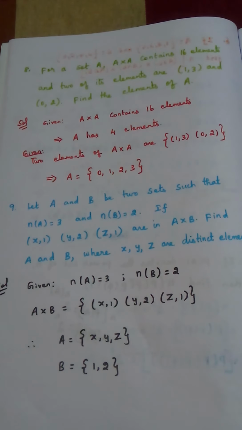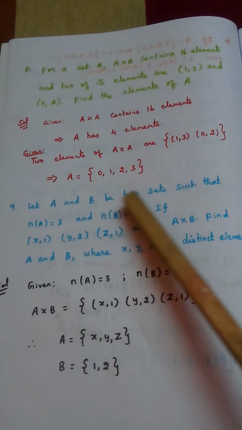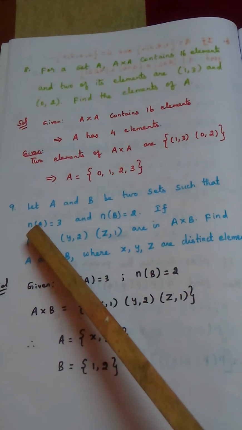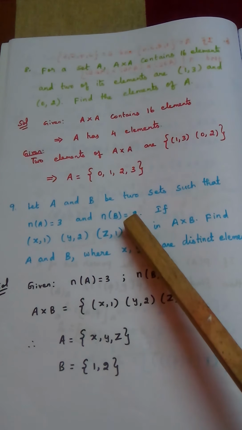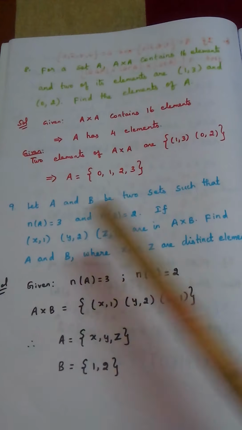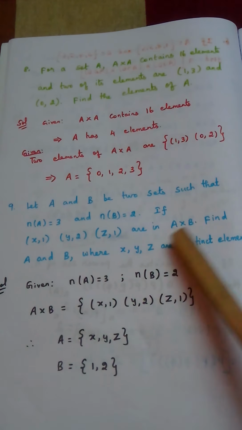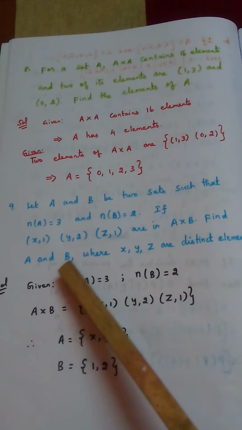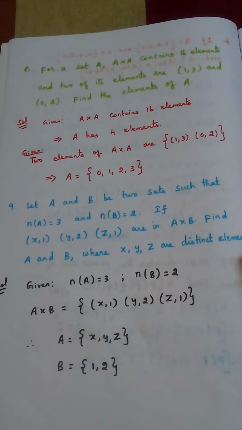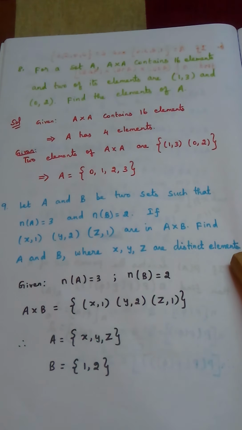We will read out question number 9. Let A and B be two sets such that the number of elements present in A is 3, and the number of elements present in B is 2. If these three are in A cross B, find A and B, where x, y, z are distinct elements.